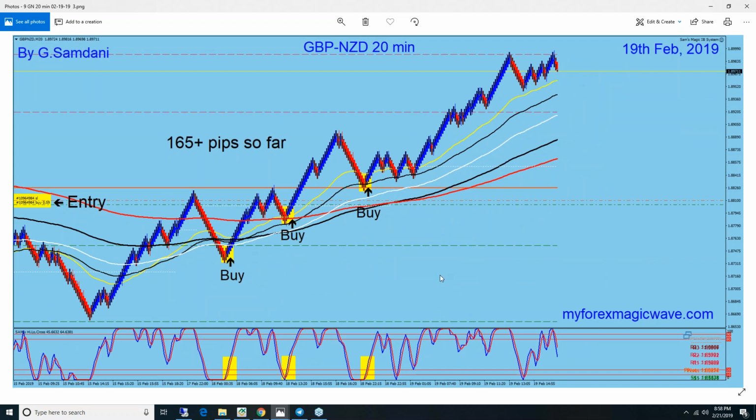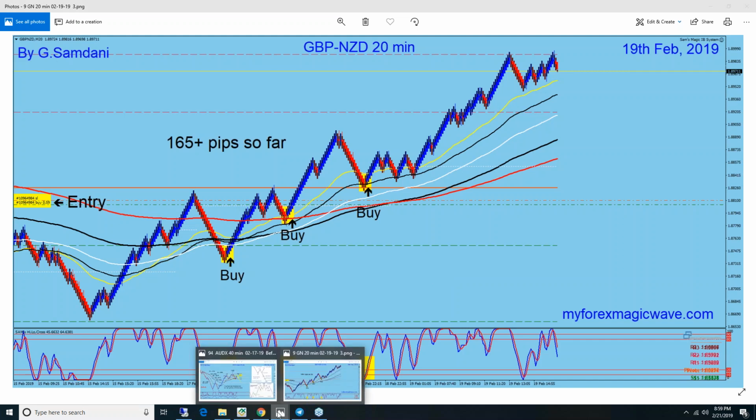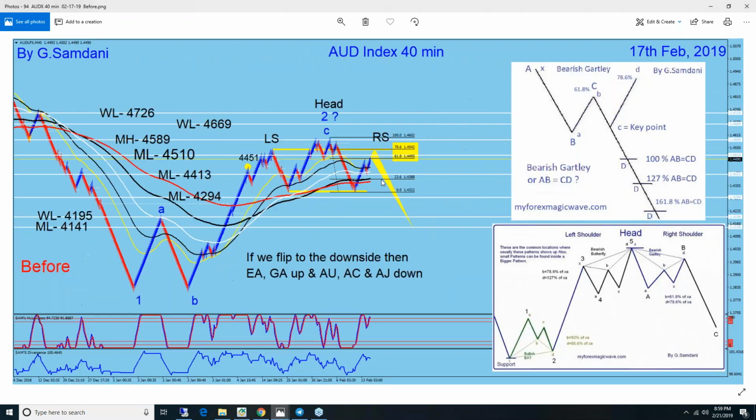And in this video I said that there's something else cooking for the next day, which was the Aussie index, and obviously the same thing. So for the Aussie index, I'll show you the chart. This is the chart I made on the 17th. The pound index, I made for the 15th. This is the 17th. That Aussie index 40-minute chart is right here.